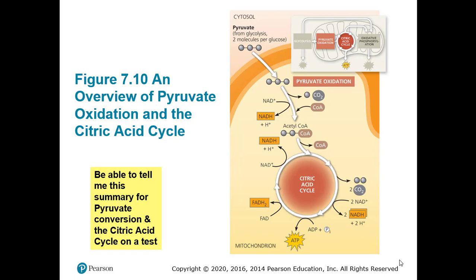The acetyl-CoA goes into the citric acid cycle. There's a series of 8 steps. At the end of those 8 steps, you are left with 4 carbon dioxide, 6 NADH, 2 ATP, and 2 FADH2, because remember we had 2 acetyl-CoAs. So whatever you see on this diagram, you have to multiply it by 2. That's what happens by the end of the citric acid cycle.